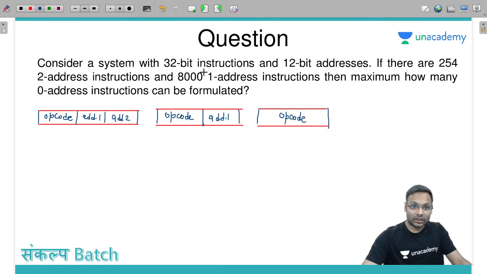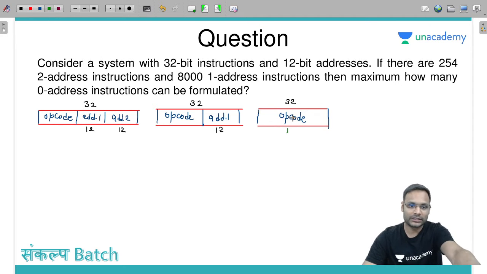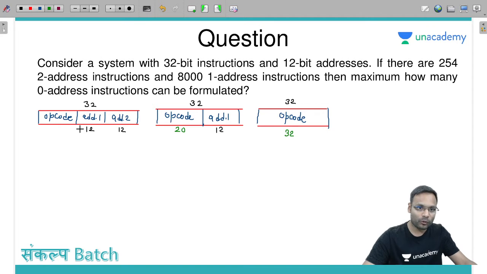32-bit instruction, so instruction length is 32. If instruction length is 32 and the address is 12 bits, there is only one address here, and no address here, so the entire opcode will be of 32 bits. Here the opcode is 32 bits. Here the opcode is 32 minus 12, 20 bits. Here the opcode is 32 minus 24, 8 bits.